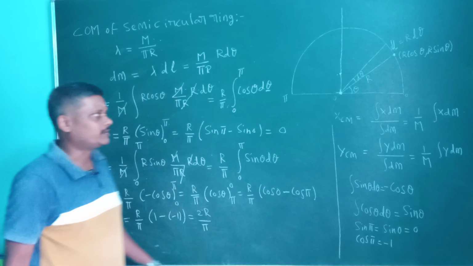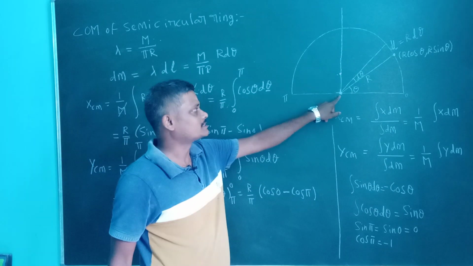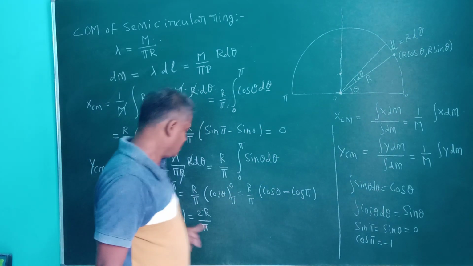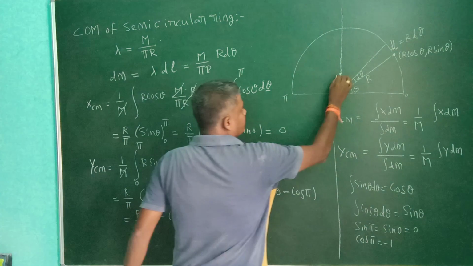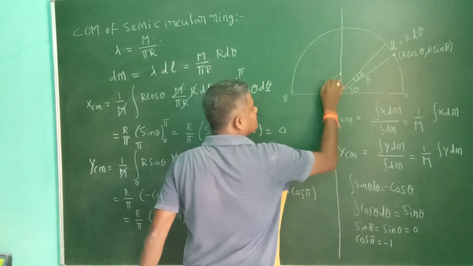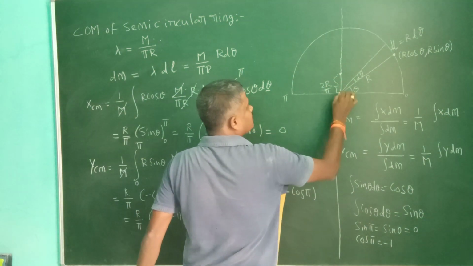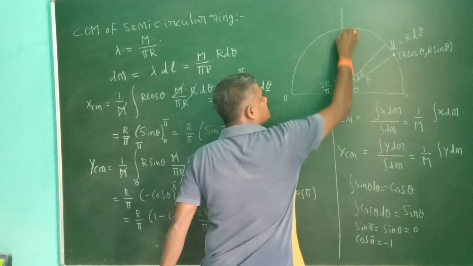It means that the y coordinate of the center of mass lies at a distance 2r by pi from the center of the semicircle on the axis of symmetry.